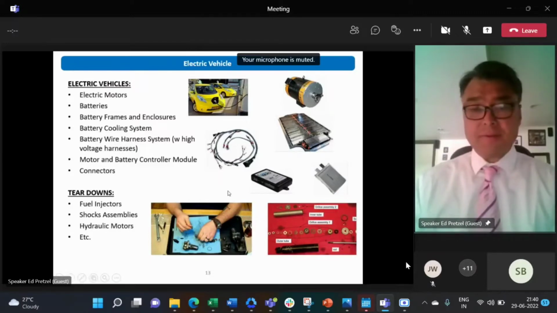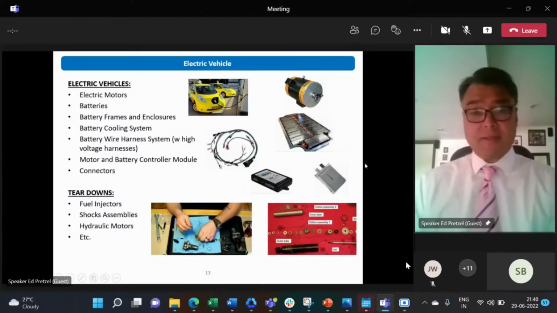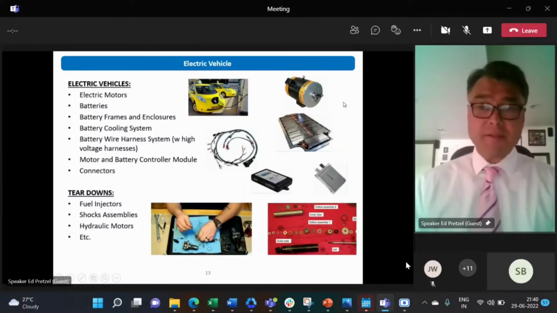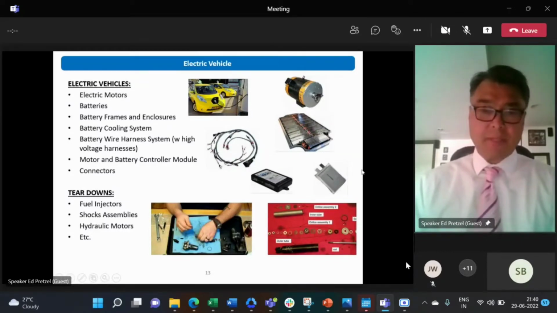We also do teardowns. If you purchase black box assemblies where you do not own the designs, we're very good at tearing those down and costing all the components along with sub-assemblies, final assembly, tooling, and product development cost.